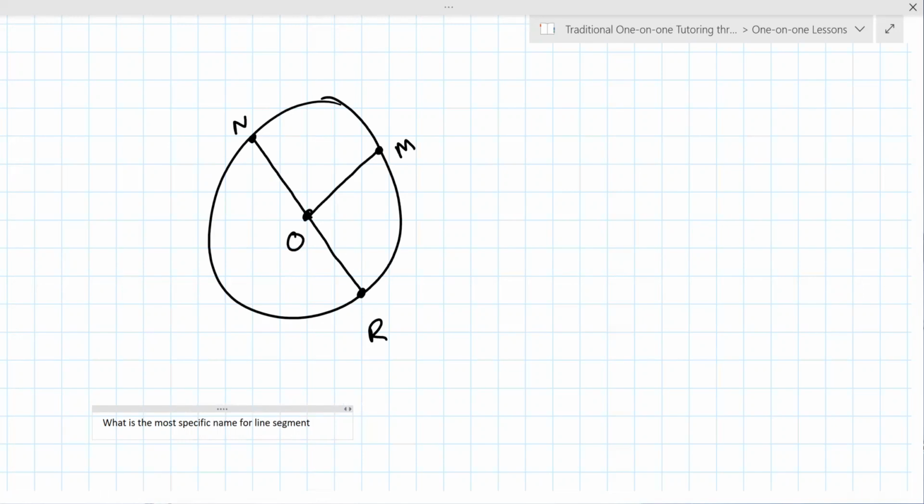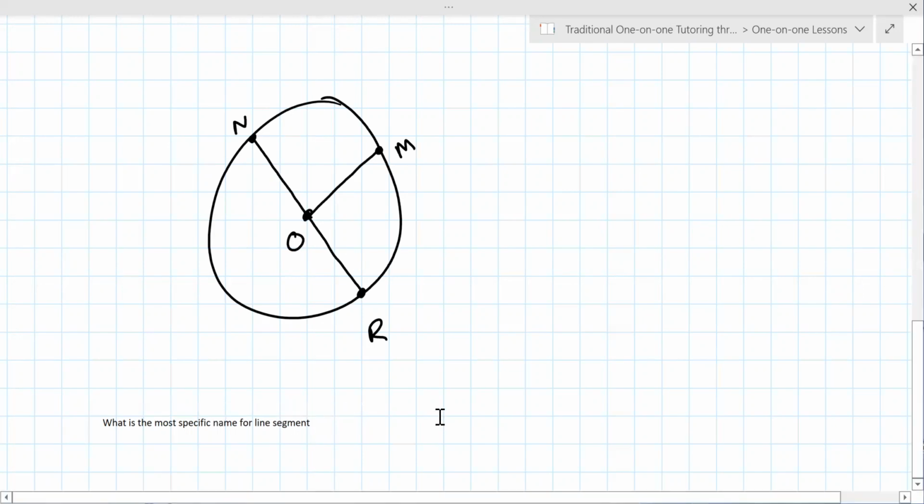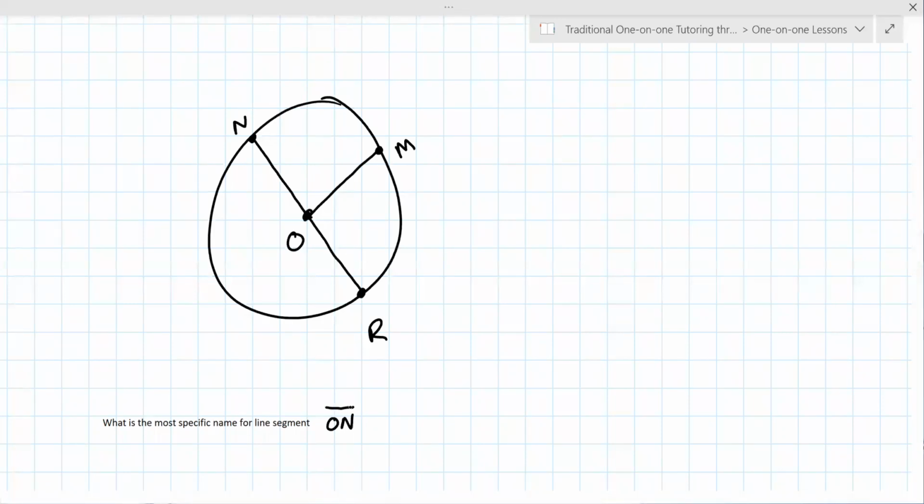Actually, let me back that up here. Let me write this out. ON with a line segment. What's the most specific name for that line segment?